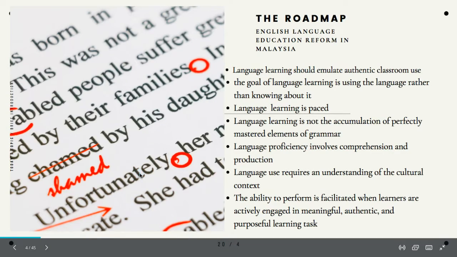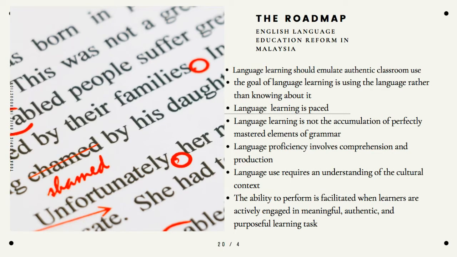Okay, so we know there is this roadmap, the English language education reform in Malaysia. And amongst the important things that are embedded in the roadmap are: language learning should emulate authentic classroom use. The goal of language learning is using the language rather than knowing about it. Language learning is paced. Language learning is not the accumulation of perfectly mastered elements of grammar. Language proficiency involves comprehension and production. Language use requires an understanding of the cultural context. And the ability to perform is facilitated when learners are actively engaged in meaningful, authentic, and purposeful learning tasks. All of which I think can be done via literature.